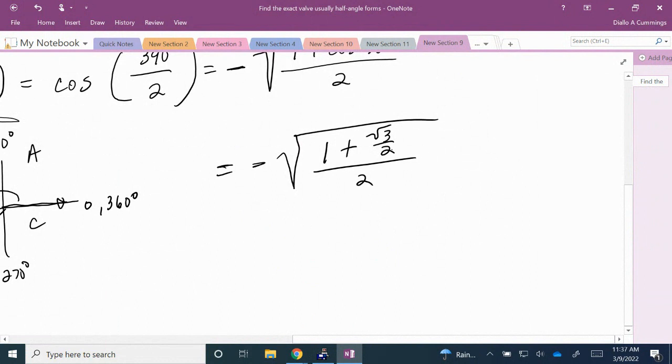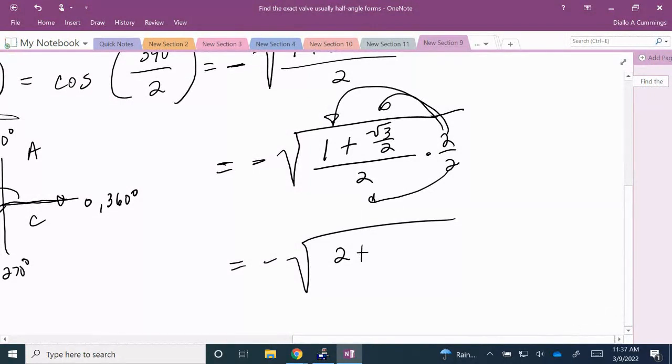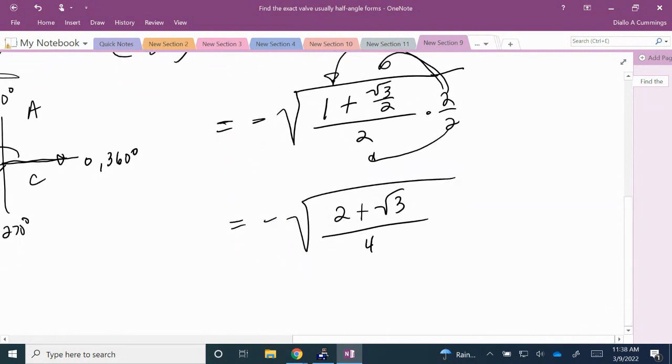I got rid of the fraction in the numerator, right? So I multiplied the numerator and the denominator by 2. 2 over 2 is a special form of 1. The next thing I did was I distributed 2 in the top and in the bottom. So 1 times 2 is 2. The square root of 3 divided by 2 times 2 gives me the square root of 3. In the denominator, 2 times 2 is 4.